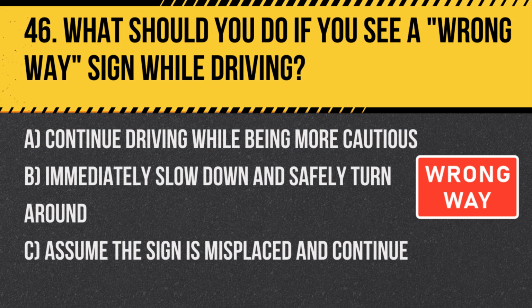Question 46. What should you do if you see a wrong way sign while driving? A. Continue driving while being more cautious. B. Immediately slow down and safely turn around. C. Assume the sign is misplaced and continue. Answer: B. Immediately slow down and safely turn around. This sign indicates you are going against traffic, which is extremely dangerous.